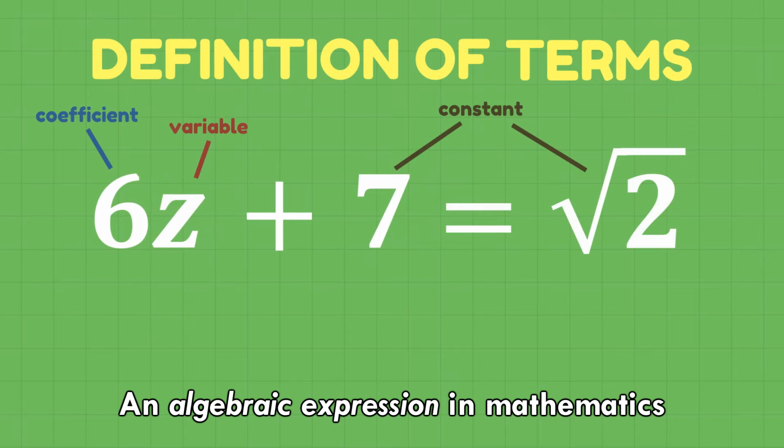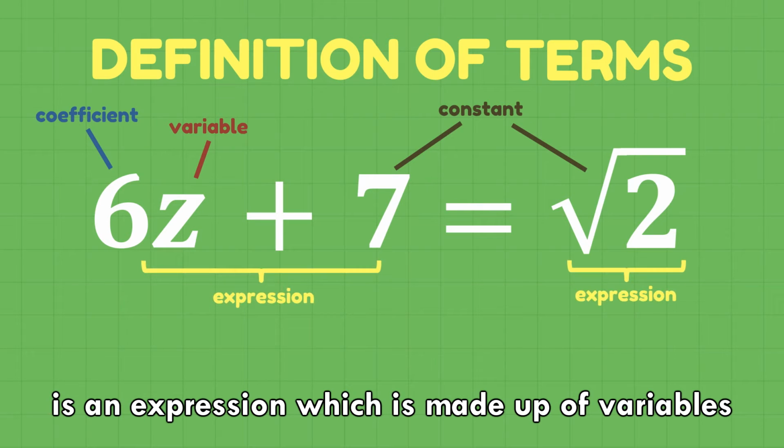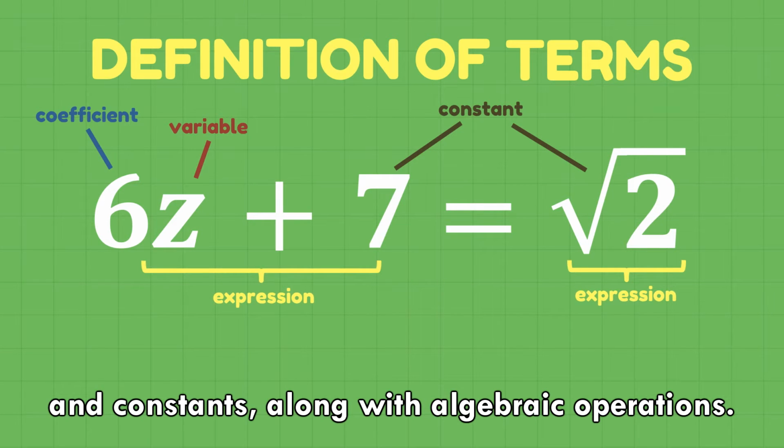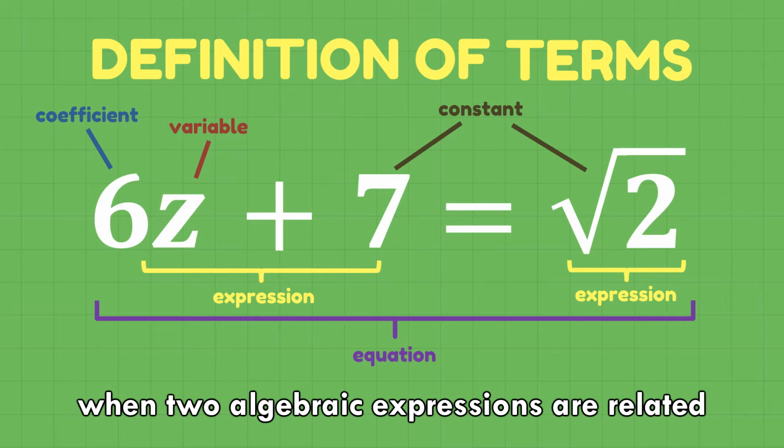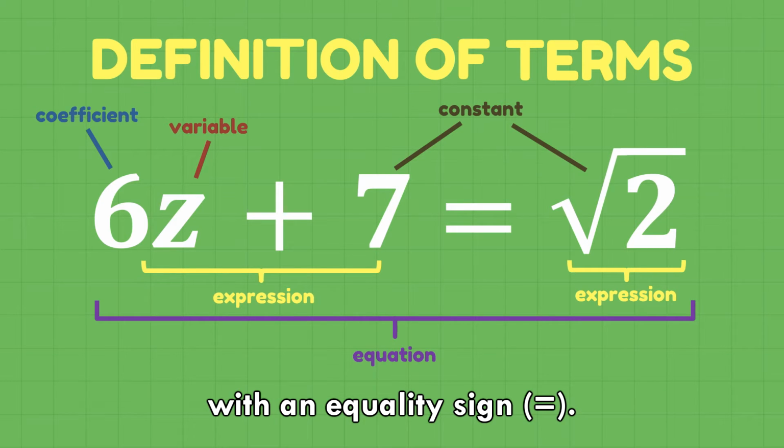An algebraic expression in mathematics is an expression which is made up of variables and constants along with the algebraic operations. An algebraic equation is a mathematical sentence when two algebraic expressions are related with an equality sign.